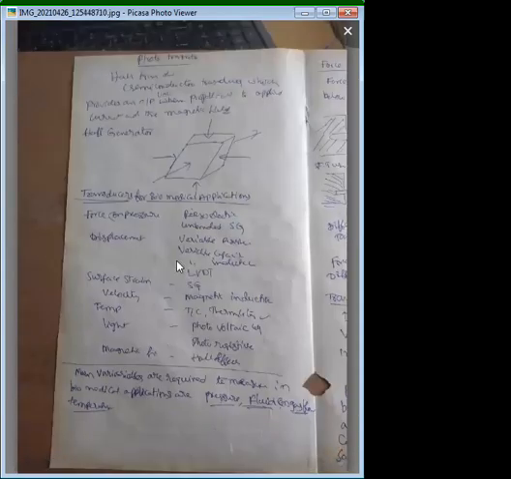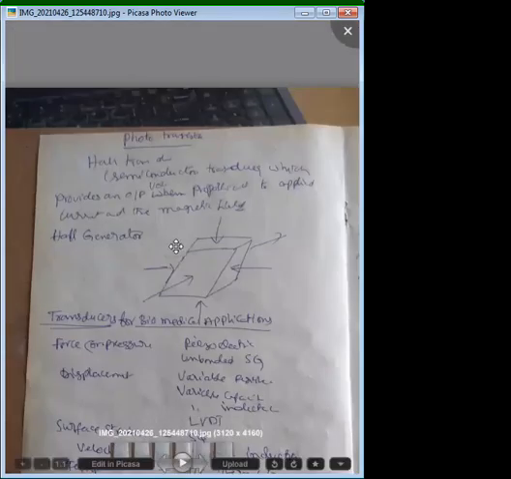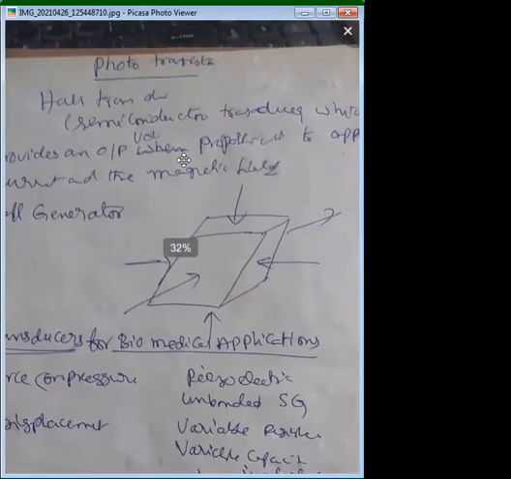The next one is the phototransistor. A phototransistor is nothing but, if you connect a base to the photodiode, we get the phototransistor. For the photodiode we have PN junction type diodes. When the PN junction diode is reverse biased and photon energy falls on the junction, we get charge carriers, and with that we get the output current.